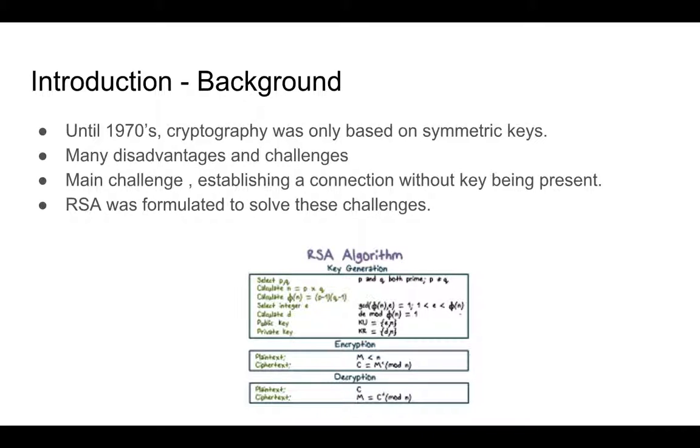So until the 1970s, cryptography was only based on symmetric keys. This means that the sender encrypts the information that is to be sent using a unique key. Once the encrypted information arrives at the destination, the recipient uses an identical key to translate the information.